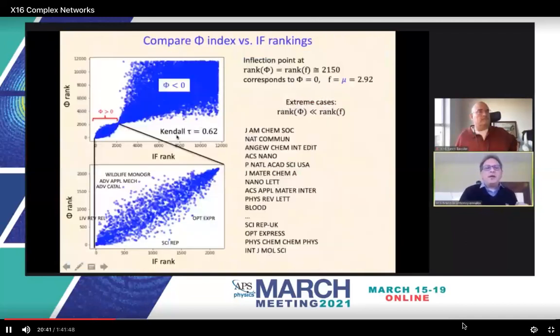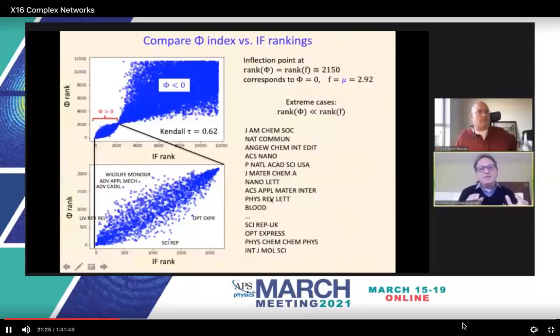Here we show the phi index ranking of all 11,000 journals versus the impact factor ranking, and we see two regimes. This block corresponds to positive phi index values, for impact factor above the global citation average, and this is negative phi index values. Very qualitatively, we looked at some extreme cases where the phi index ranking is much higher, much better than the impact factor ranking. And again, qualitatively, we feel that many of these make sense. For example, these journals are all pushed to high ranks: JACS, Nature Communications, Angewandte Chemie, ACS Nano, PNAS, etc.